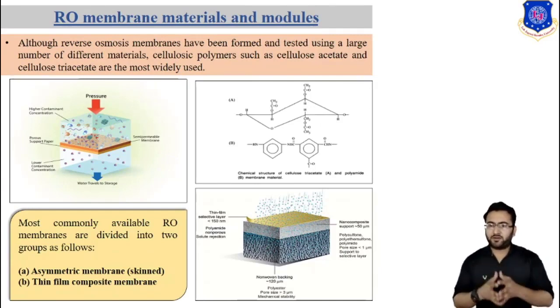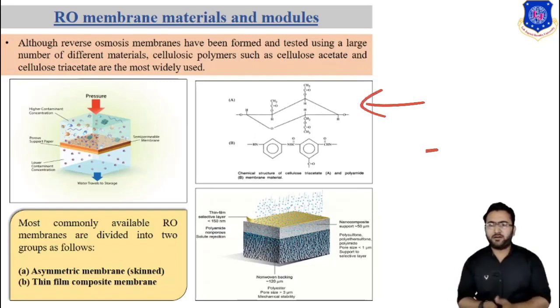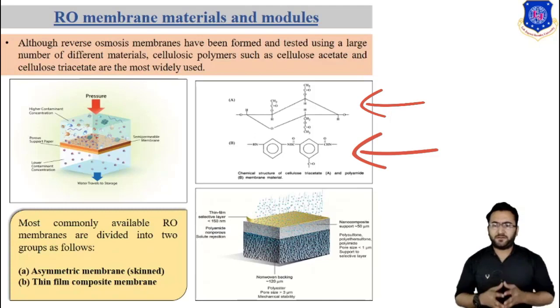Although reverse osmosis membranes have been formed and tested using a large number of different materials, cellulosic polymer materials such as cellulose acetate and cellulose triacetate are mostly used for manufacturing reverse osmosis membranes. However, polyamide and polyurea composite membranes typically have a higher water flux and salt rejection in the reverse osmosis process. The chemical structures of cellulose triacetate and polyamide are given in this figure.